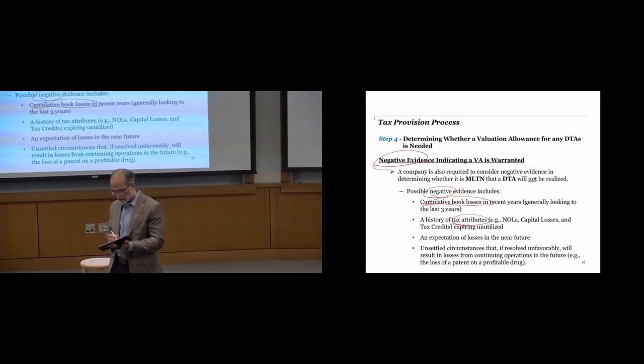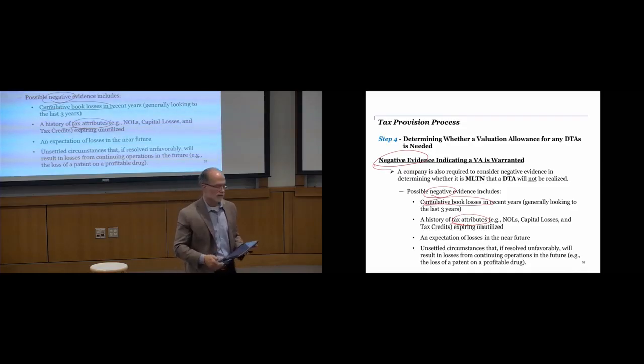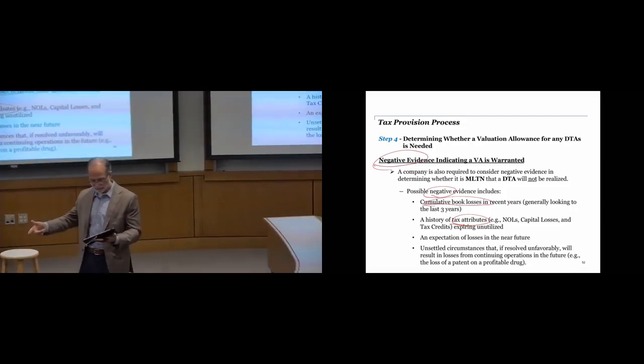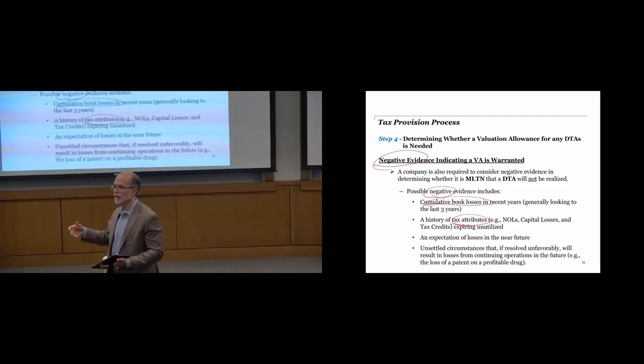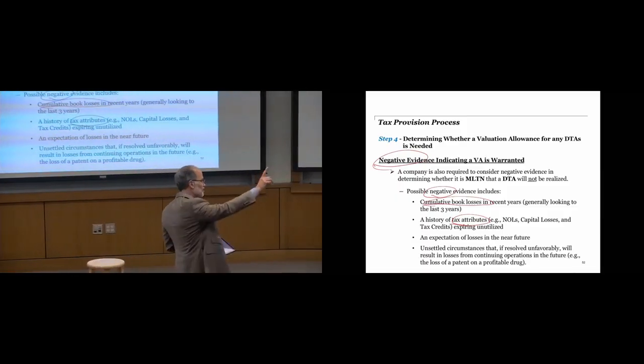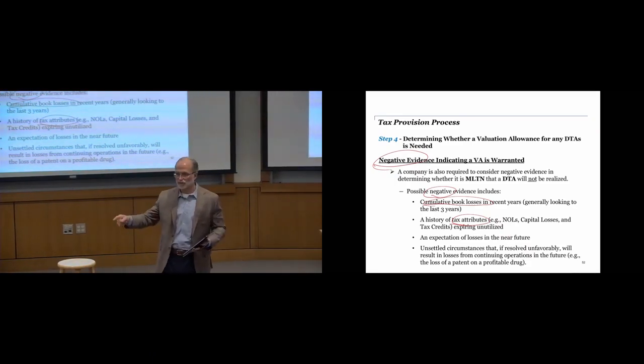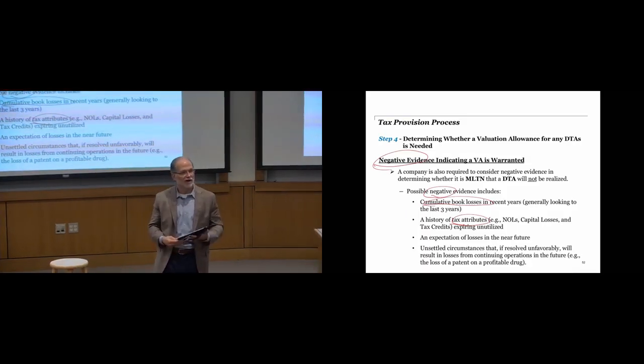A history of tax attributes expiring unutilized. If you have a history of NOLs, capital losses, and tax credits expiring unutilized, it's going to be difficult to have that conversation. Well, this one's different. We're going to use this one, right? People are going to say, well, you didn't use any of the last 5. It's really hard to see why you're going to use this one.